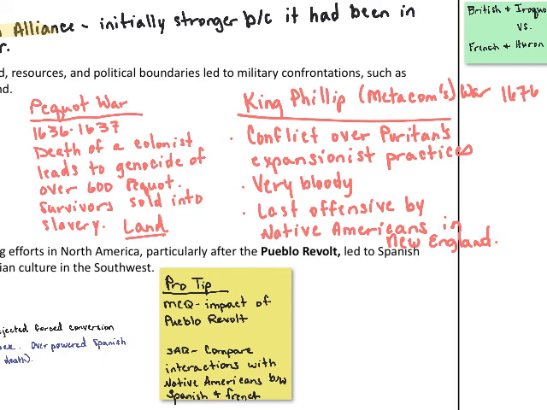And then the last one is King Philip's or Metacom's War in 1676. It was a conflict over the Puritans' expansionist policies and practices in Massachusetts. It's incredibly bloody, and it is the last offensive by Native Americans in New England, meaning it is the last time that they will instigate the conflict in New England. King Philip's War, Metacom's War, falls apart, and the indigenous nations will lose this war after King Philip is killed. Without his leadership, things kind of fall apart after that.